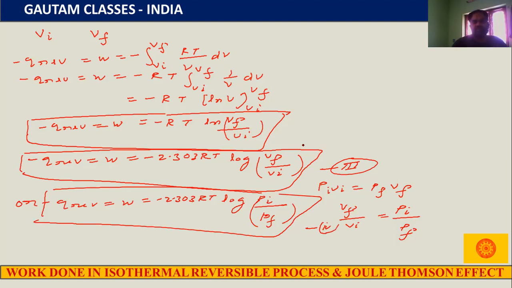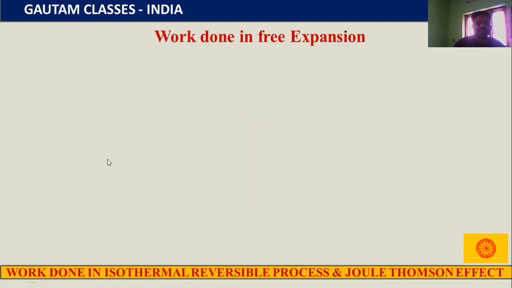What type of question is coming here? Sometimes they give the initial volume and final volume, and it is expanding reversibly and isothermally. What is the work done? What is the heat exchange in that condition? The heat exchange is Q reversible, and that is equal to W. Hope everything is clear.